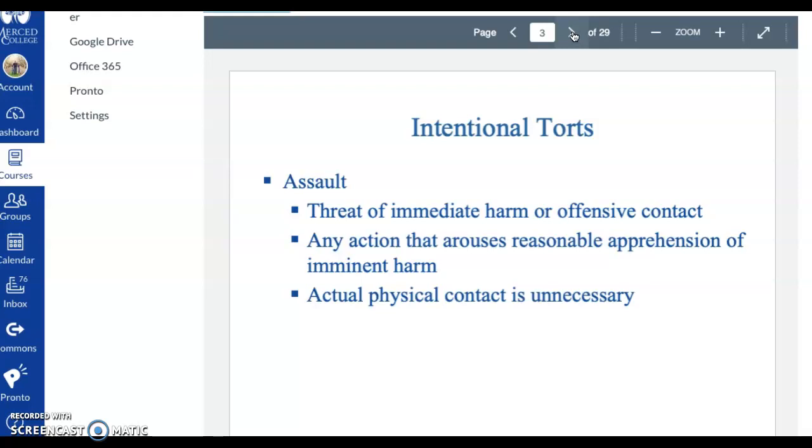Assault is the first intentional tort. The threat of immediate harm or offensive contact, any action that arouses reasonable apprehension of imminent harm. So any fear of getting hit, something thrown at you, shot, anything like that. Physical contact is not a necessary element of this tort.